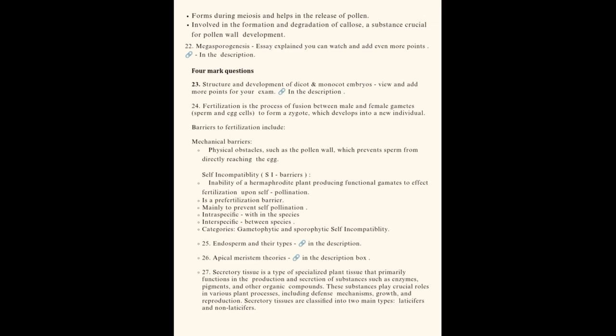27. Secretory tissue is a type of specialized plant tissue that primarily functions in the production and secretion of substances such as enzymes, pigments, and other organic compounds. These substances play crucial roles in various plant processes, including defense mechanisms, growth, and reproduction. Secretory tissues are classified into two main types: latocyphers and non-latocyphers.